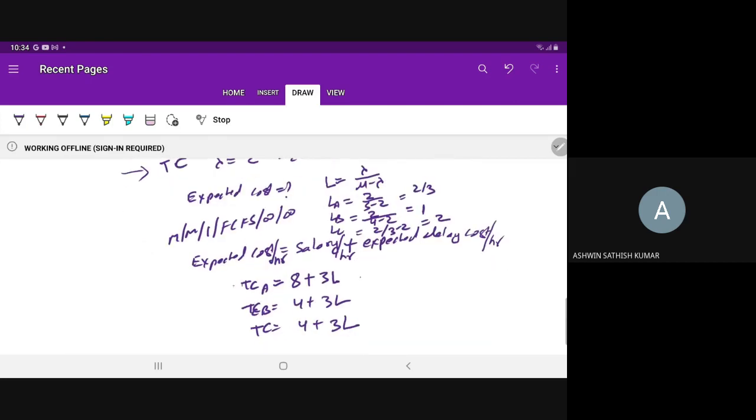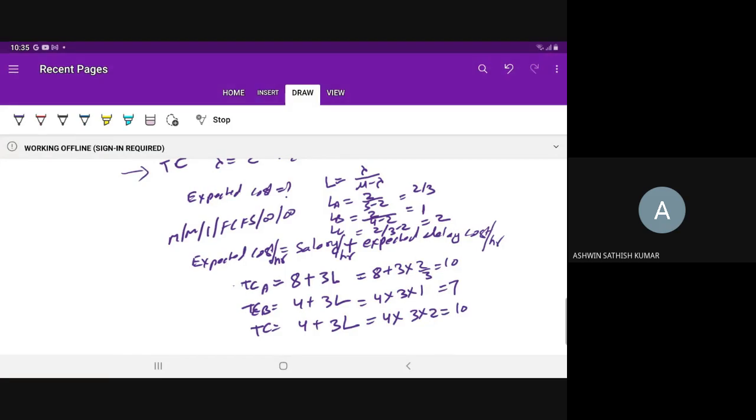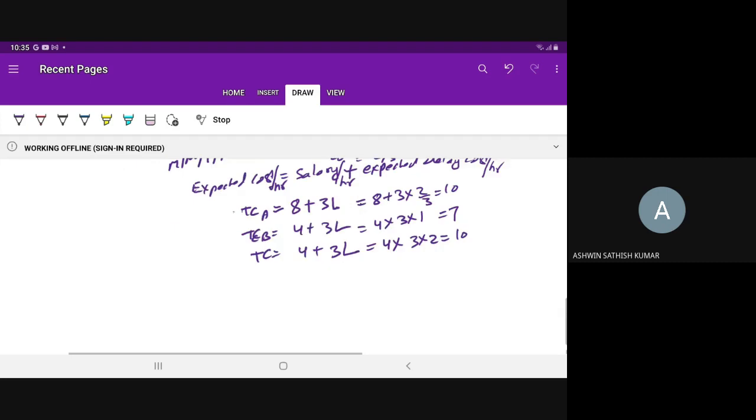In this case, it will become 8 plus 3 into 2/3, total 10 rupees. 4 plus 3 into 1, total 7 rupees. And it is 4 plus 3 into L equal to 2, so here we have 10 rupees. So whom will you prefer to appoint? Typist B must be appointed.